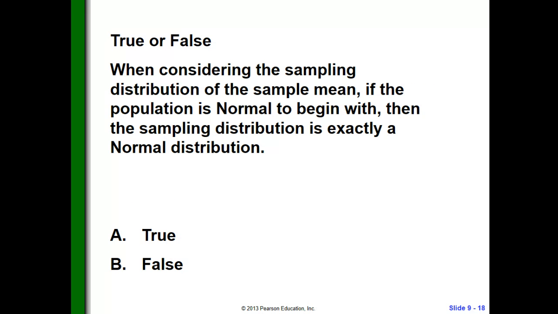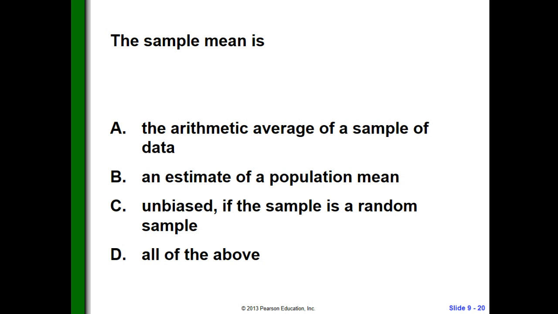When considering the sampling distribution of the sample mean, if the population's normal to begin with, then the sampling distribution is going to automatically be normal, no matter what n is. There's no restriction on n then. The sample mean, we know what the sample mean is. It's the arithmetic average that we're used to. You add up 3 grades and divide them by 3. It's an estimation of the population mean, and it's unbiased if we use a good random sample. So all the above.